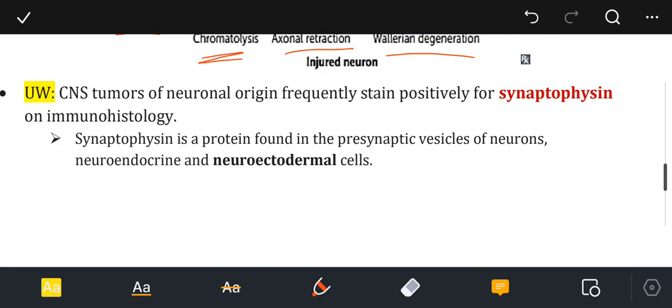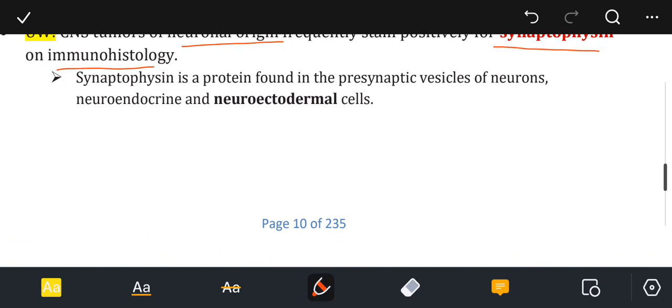Then there is a point about the UWorld. CNS tumors of neuronal origin frequently stain positive for synaptophysin on immunohistochemistry. You must remember that if I am talking about a glial tumor, that will stain positive for GFAP.